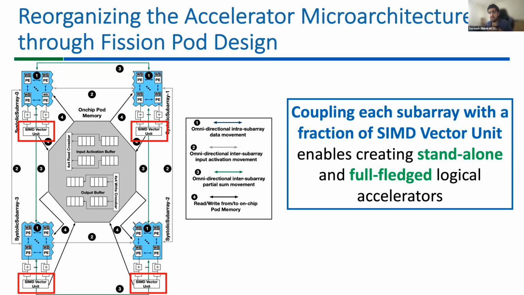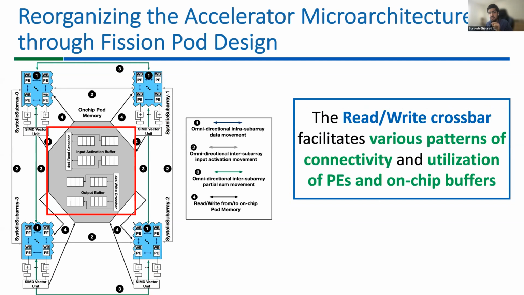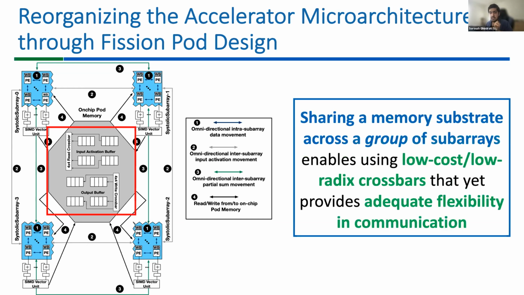Based on this fission configuration, if a number of subarrays are stacked vertically, these SIMD vector units can be bypassed. Additionally, the shared memory substrate in the fission pod is connected to the PE subarrays by read and write crossbars to provide the flexibility required by various patterns of communication in fission scenarios and maximize the utilization of the PE arrays and on-chip buffer. Moreover, since this memory substrate is shared amongst a group of subarrays, not all of them, the required flexibility in the communication patterns can be provided by using low-cost or low-radix crossbars, which basically minimizes the overhead of fission.